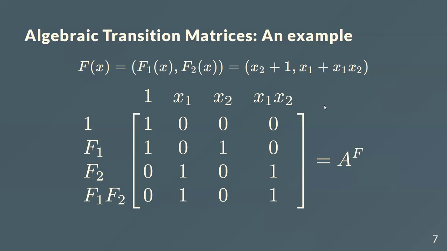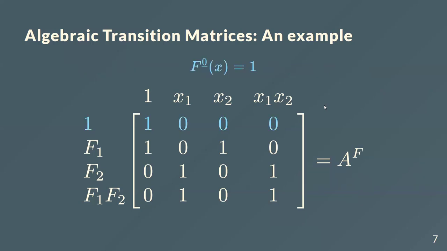So this is a simple vectorial Boolean function, and every row in the algebraic transition matrix actually corresponds to the algebraic normal form of one of the component functions, or of the product of component functions of your primitive. So for example, the first row will always be a one followed by zeros, because the product of no component functions is just the constant function. And then you get the algebraic normal form for the first component function, the one for the second, and then for the product of the two.